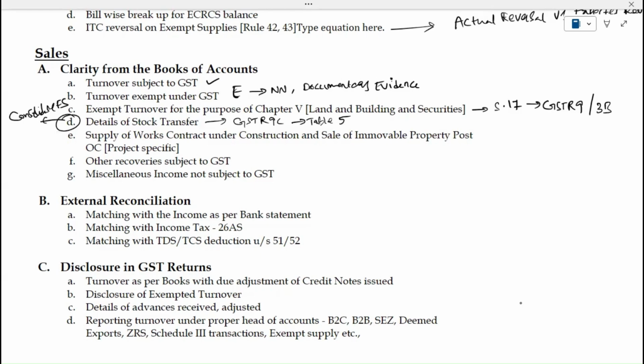Then supply of works contract under construction, that is sale of immovable property. Project specific, I need to have income. Please keep in mind, Shiva, income from works contract, income from sale of immovable property. Now, project specific, what is the taxable turnover? What is the non-taxable, non-GST item? Then other recoveries subject to GST, for example freight or other recovery. Whatever money you have recovered which is subject to GST, I have to show in my P&L account.